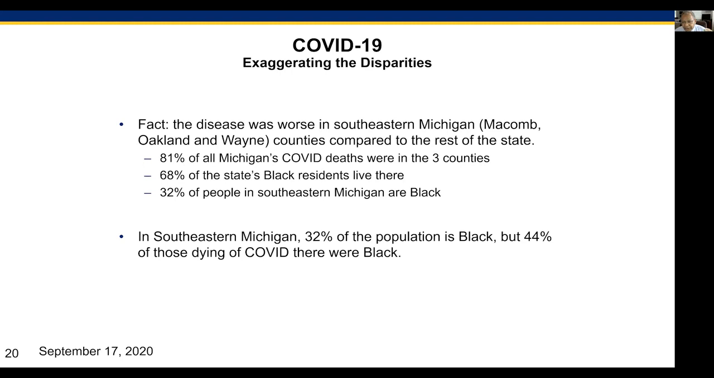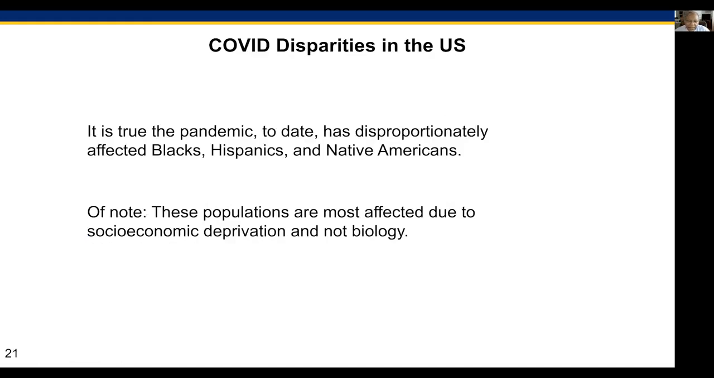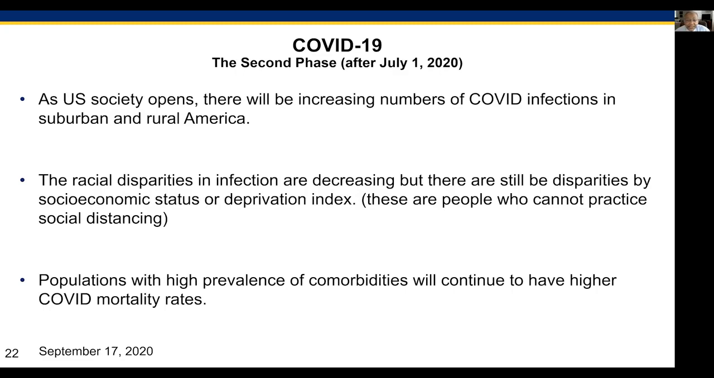But in the press, we heard 14% of people in all of Michigan are Black, and 41% of people in all of Michigan who are dying of coronavirus are Black. Both are true, but 32 and 44 doesn't sound as dramatic as 14 and 41. In summing up, it is true that the pandemic today has disproportionately affected minorities. And the minority populations are most affected due to socioeconomic deprivation and not to some biological difference that makes them more likely to get the infection. It's really working environment, living environment.